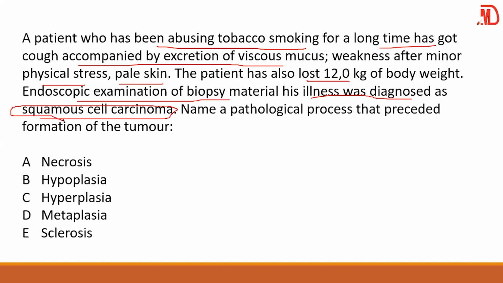Now, name a pathological process that precedes the formation of this tissue. That means the normal lining has changed to squamous cell carcinoma. And we said again, when a cell has differentiated from one cell type to another, we call it metaplasia. That's why I said I love this question because it's the same thing. Because of his smoking attitude, the epithelial tissue has changed. All right. So here we're having metaplasia.